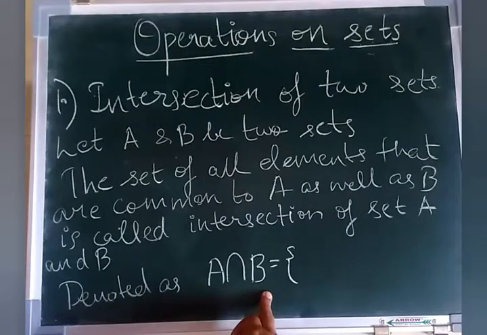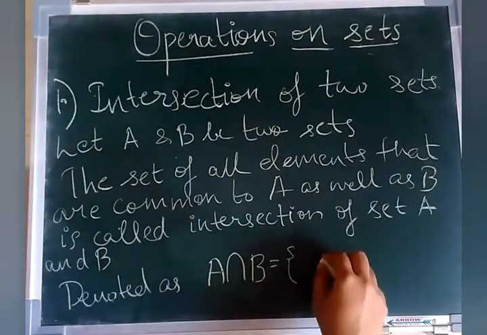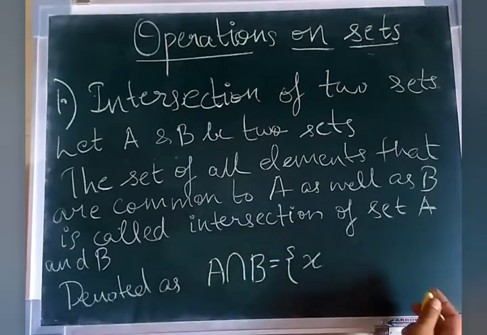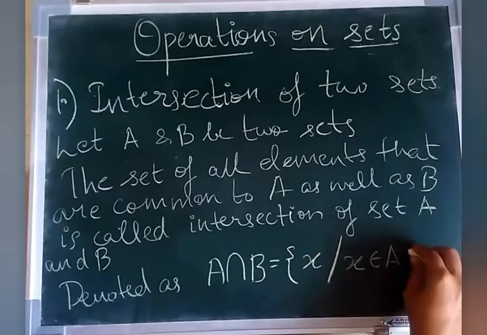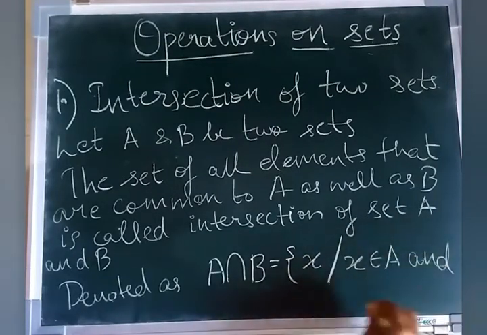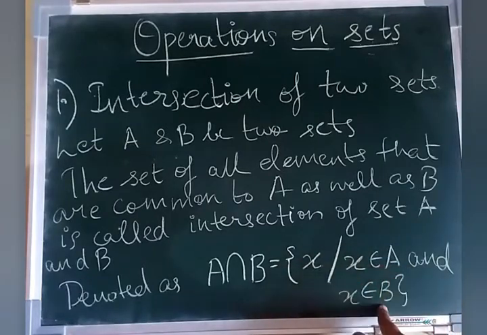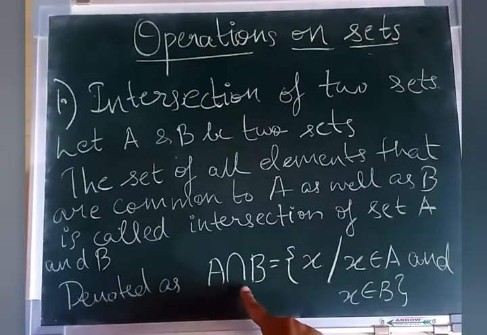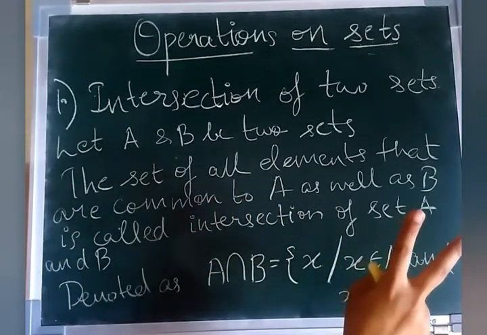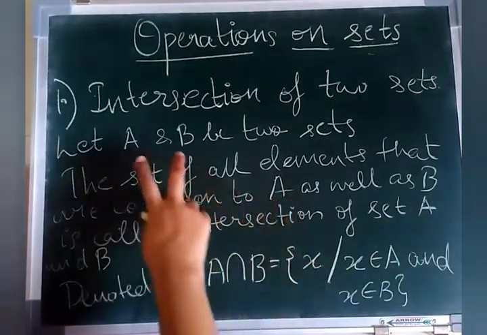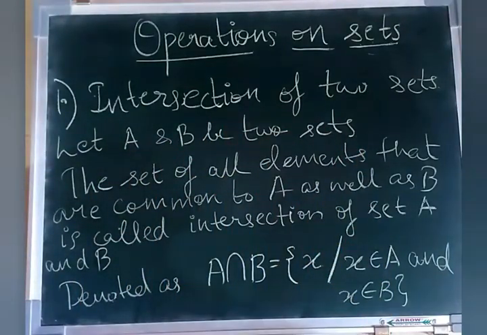And if we want to denote the set using the set builder form, we can write A intersection B contains all such x such that x belongs to A and x belongs to B. If x is in A as well as B, then x is in A intersection B. So this is the definition of intersection of two sets. That means the set of common elements from both the sets will form the intersection of those two sets.